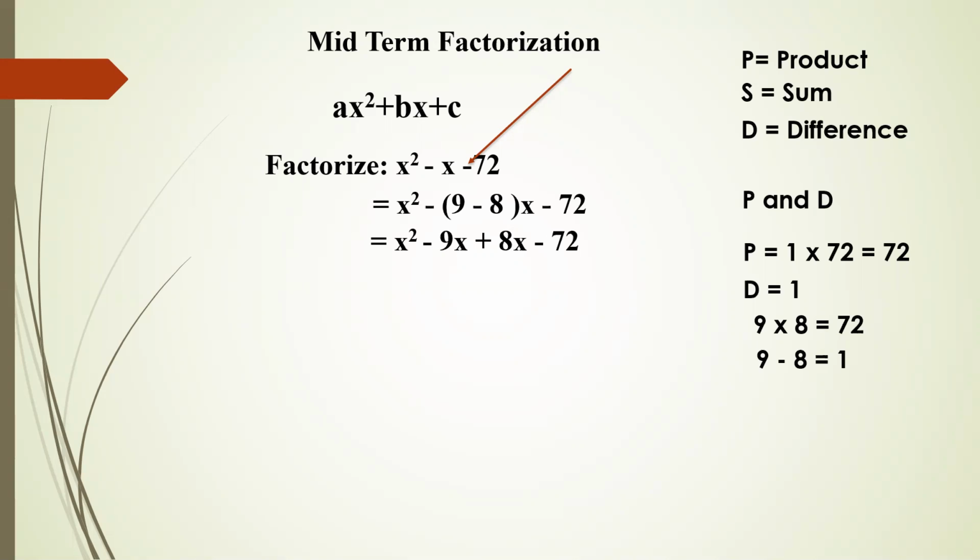Once again, let's make a group here. First, second, and third and fourth. Let's make two groups. What is the common from the first group? That is x. So when you take the x common, then remember x minus 9 will remain. And what is the common in the second group? That is plus 8. And if you take plus 8, that is x minus 9.